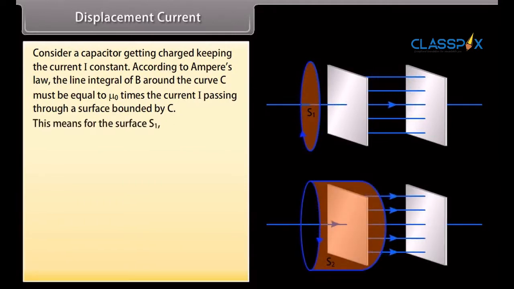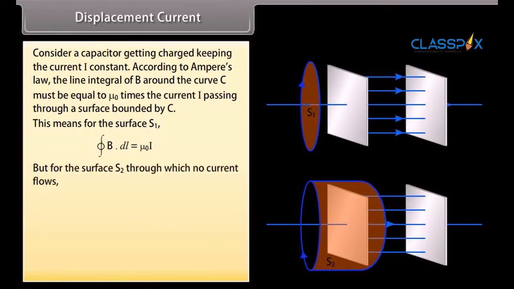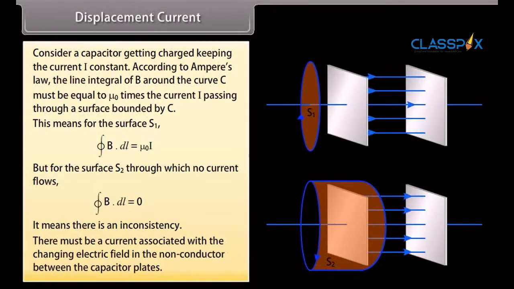This means for the surface S1, the closed integral of B dot dl is equal to mu naught I. But for the surface S2 through which no current flows, the closed integral of B dot dl is equal to 0. It means there is an inconsistency. There must be a current associated with the changing electric field in the non-conductor between the capacitor plates.